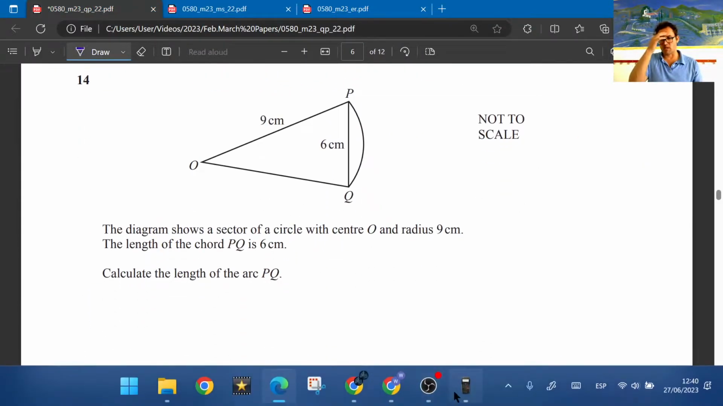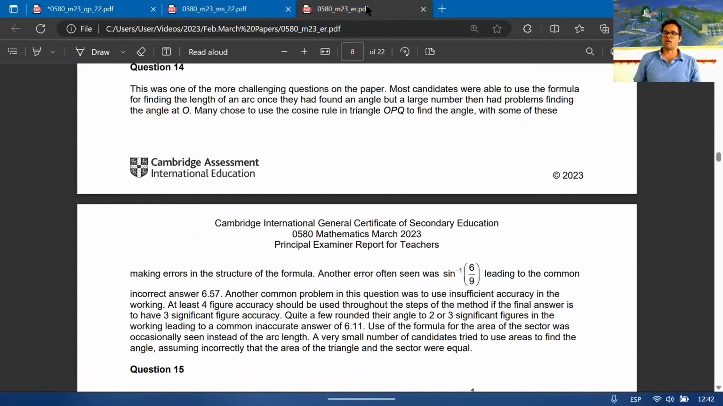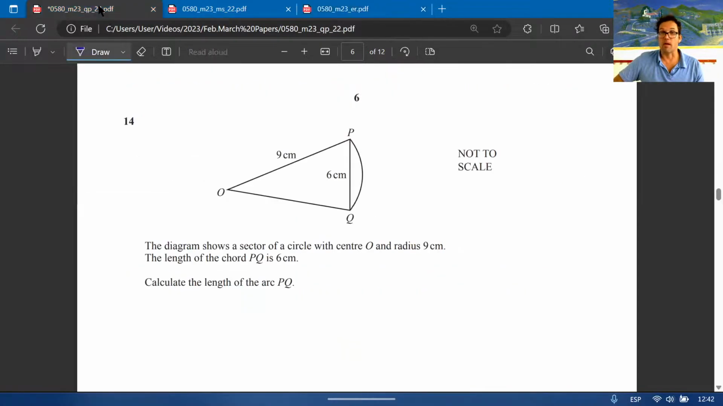Question 14. Right, so according to the examiner's report, this is one of the more challenging questions on the paper. Okay, but we are smart. We've got to do this, right? So they want to know the length of the arc PQ. So immediately the formula for arc length jumps to mind.